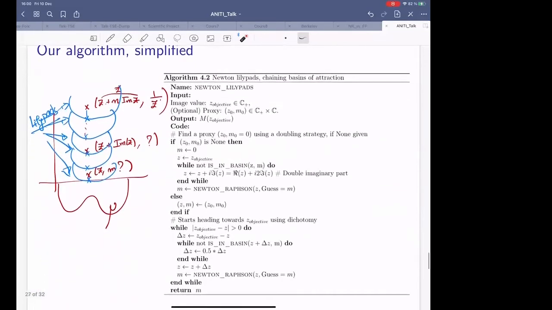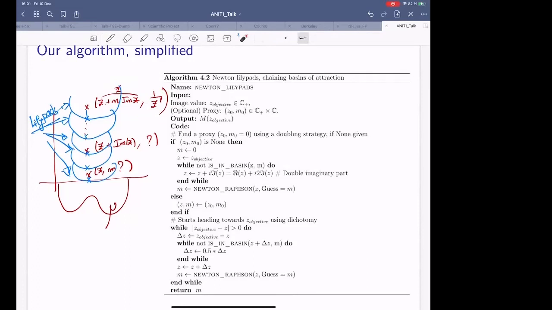Okay, so here's our algorithm simplified, and this is where you have the Lilypads. So you saw Newton, where's the Lilypads? So here's the story. I'm very close to the axis, and I'm given z, and I'm looking for the appropriate m. So I ask, is it in the basin of attraction of Newton-Raphson? The answer will be systematically no. So I double the imaginary part, and I ask, is this thing again good? With some guess here, no. And then I just go up, and if I go high enough, I actually have some idea of what the approximate value should be, like 1 over z prime.